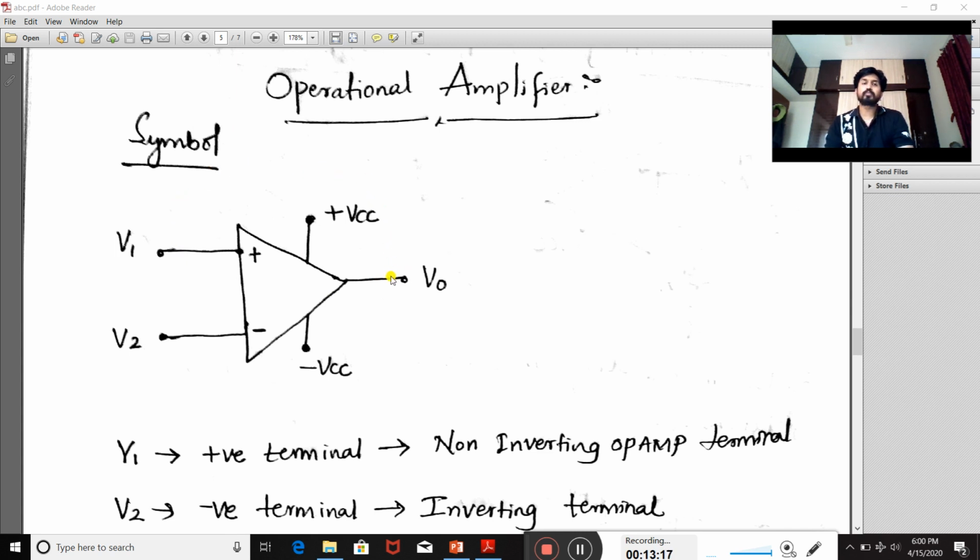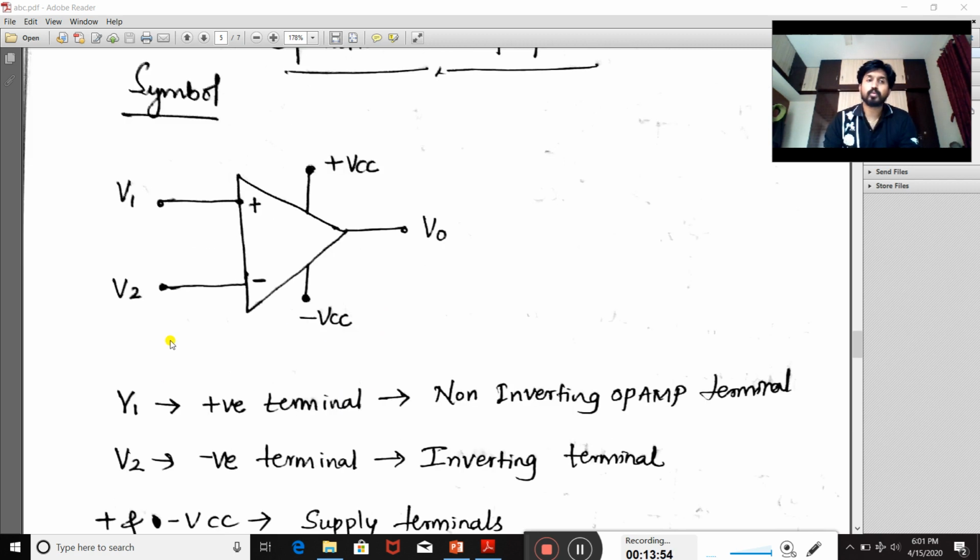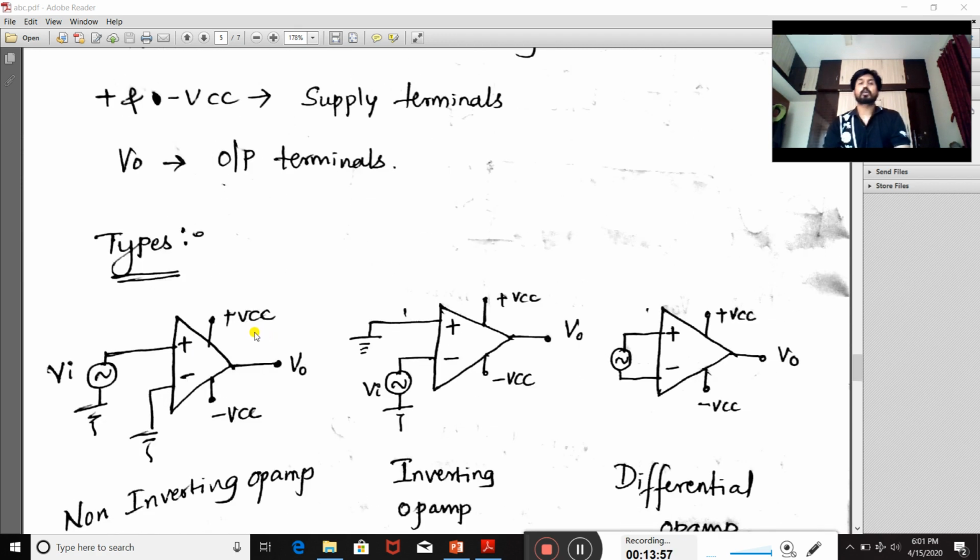If you connect part of the output to the positive terminal of the op amp, it is called positive feedback. If you connect part of the output signal to the negative terminal, it is called negative feedback. To control this high gain of the operational amplifier, there is a need for negative feedback. If you connect positive feedback, the gain value increases again and we cannot control it. To control the open loop gain, we require negative feedback, and we are going to discuss that in the next concept.